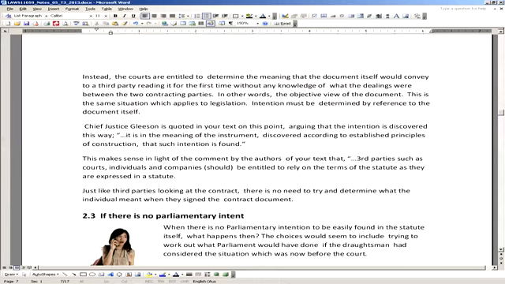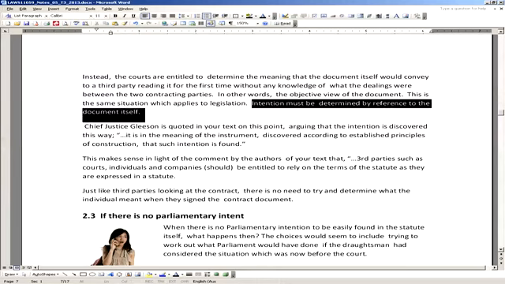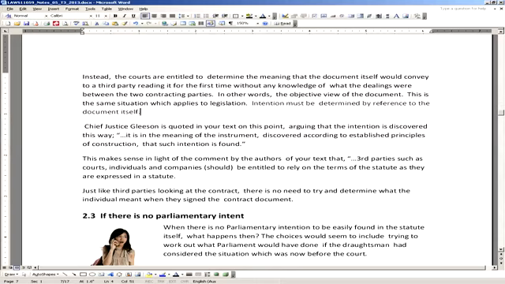But the last sentence is telling, because what it says is intention must be determined by reference to the document itself. So in a lot of ways, that's saying look at the literal meaning of the words. Look at the sections themselves. Don't try and draw upon all this extra statutory material.